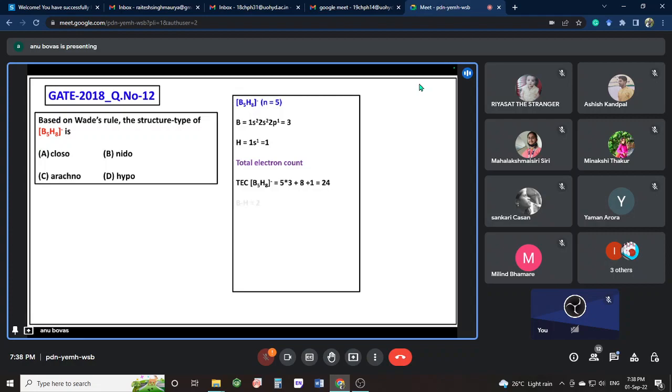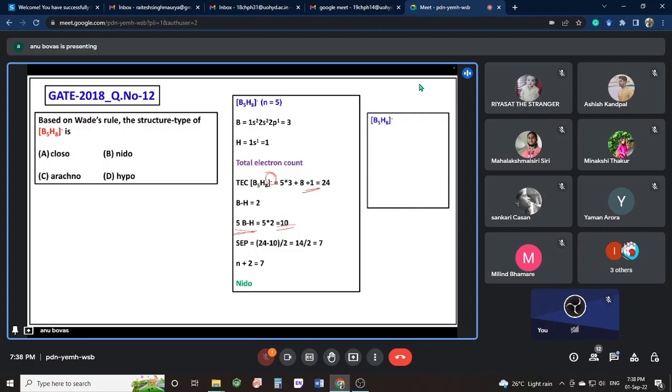So the total electron count is 5 into 3 plus 8 plus 1 for the minus charge, which is 24. I think this came in some other question also, right? Yes, ma'am. Yeah, so this is an important thing. This comes 2-3 times, B5H8 minus. There are 5 BH, so 5 into 2 is equal to 10. Skeletal electron pairs will be 7. N plus 2 is equal to 7. So the structure is nido.